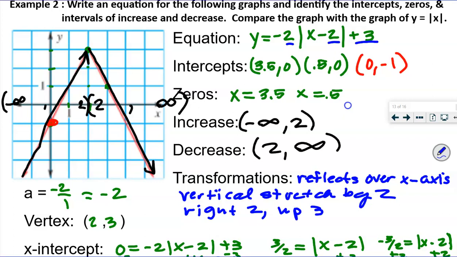And remember, our original graph would have been right here, right? And it would have been, I mean, this is the absolute value of x, right? So you should be able to see that it opens down, right? So it's a vertical, it's a reflection over the x-axis. It moved 1, 2 to the right and 1, 2, 3 up. And it's narrower, right? So it's a vertical stretch, okay?